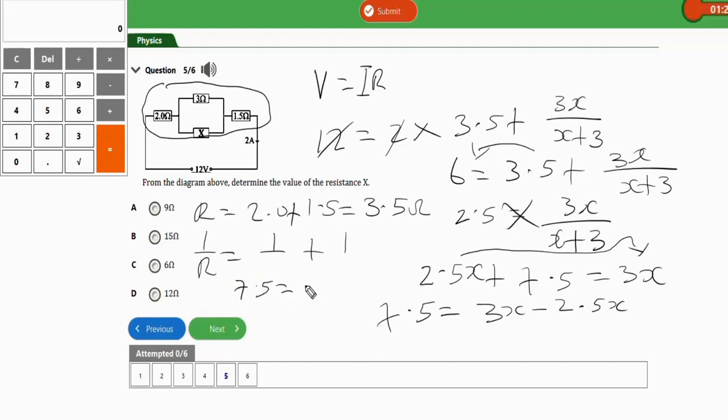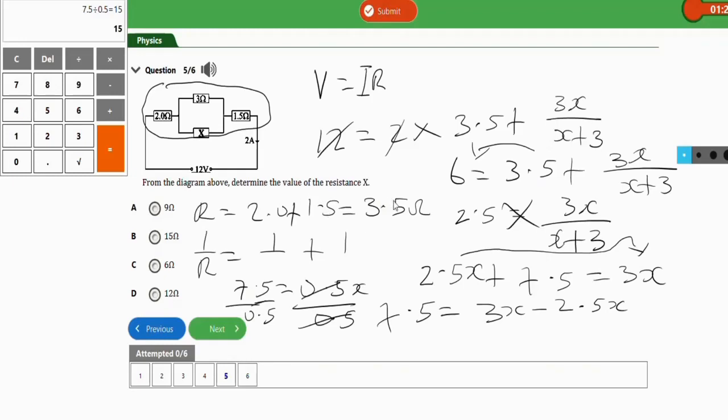7.5 equals 0.5x. So to make x the subject of the formula, divide both sides by 0.5. This will cancel itself. So let's punch this on the calculator and see what it's going to give us. We have 7.5 divided by 0.5. We have the output of 15. So the correct option in this question is option B, 15 ohms. That will be the value of x. Alright, the value of the resistance x, as simple as this.